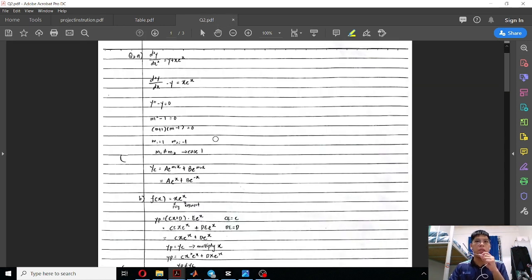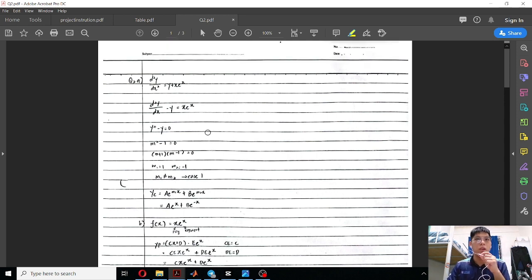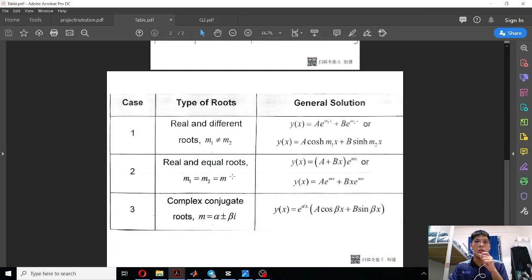Now let's look at the calculation. Before finding the homogeneous equation, we need to move the y to the front, so it becomes negative y. This equation will be y'' minus y equals 0, and it gives m² minus 1 equals 0. We need to find the values of m1 and m2, and we find m1 equals 1 and m2 equals negative 1. This condition is case 1 based on the table that we know.